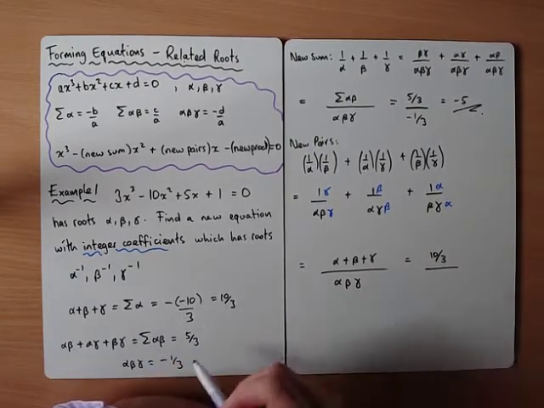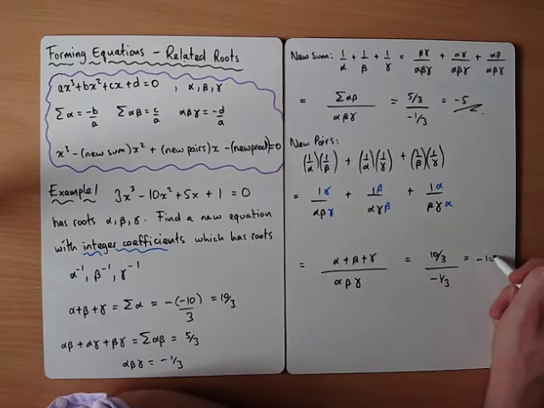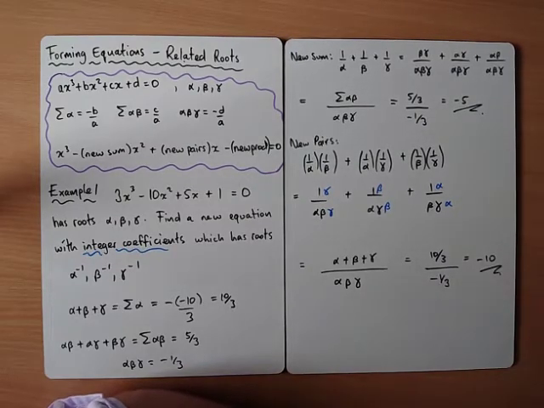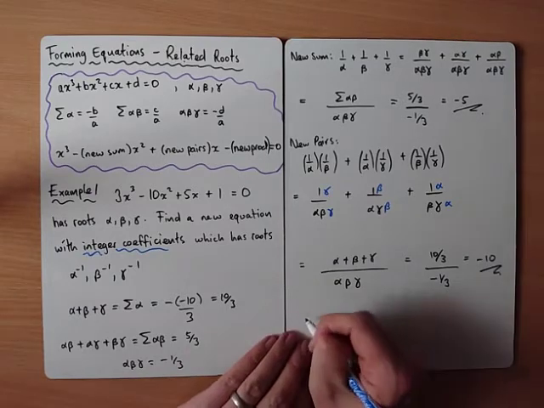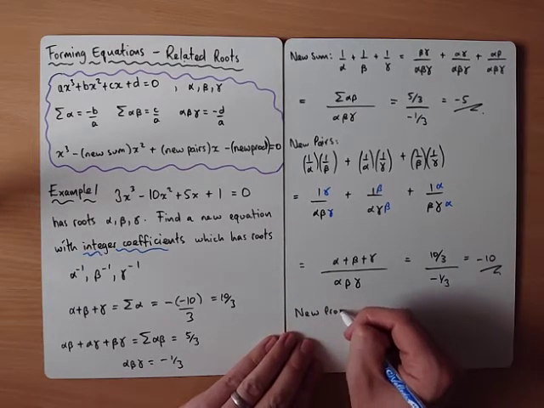The product of our roots is minus 1 over 3. So we'd get minus 10. Last thing is our new product, which I think is actually a bit easier.